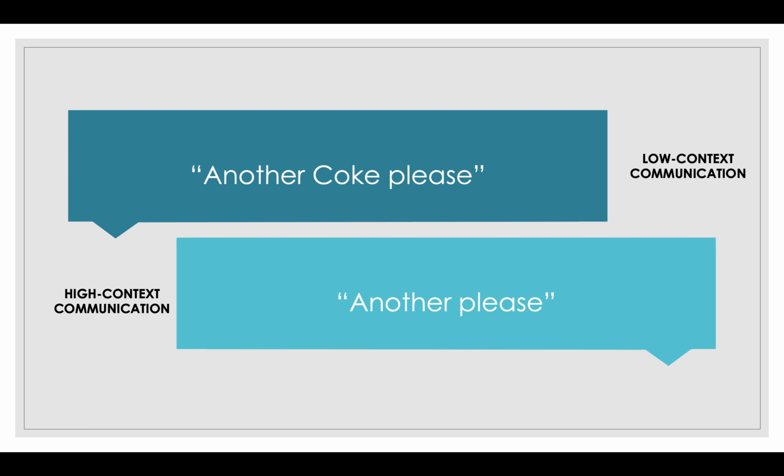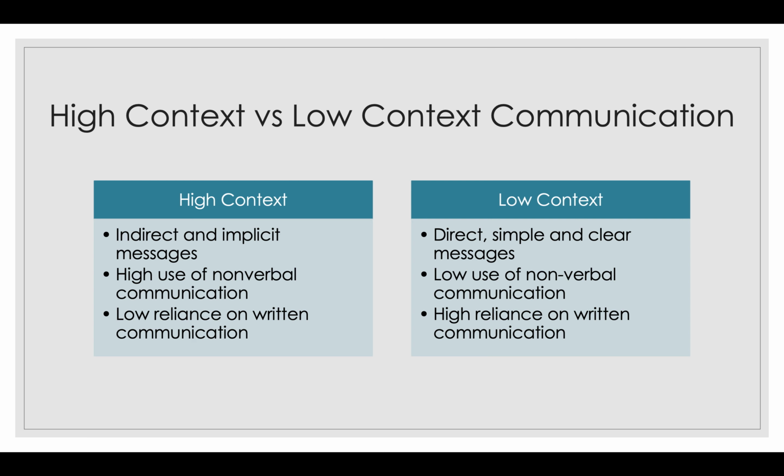Now, this is a very simple example of how high versus low context communication can differ, but is an important aspect of cross-cultural communication barriers that might come about. High context communicators tend to rely on indirect and implicit messages with high use of nonverbal communication and low reliance on written communication. In high context communication, a message cannot be understood without background information. Emphasis is put on what is meant, not what is said.